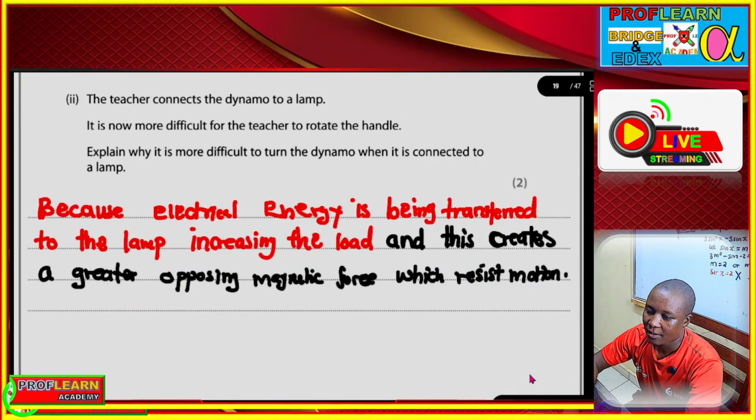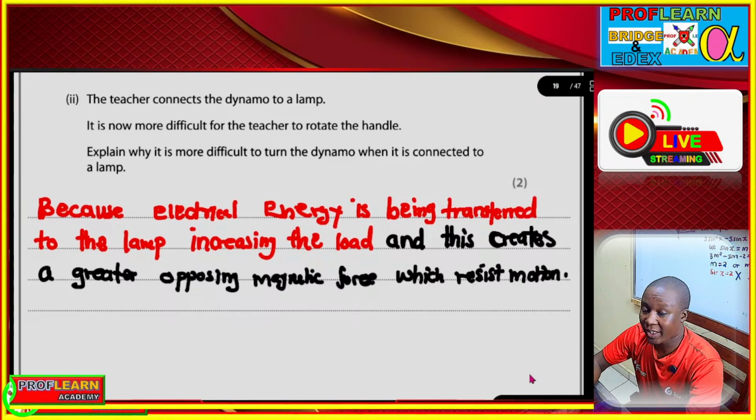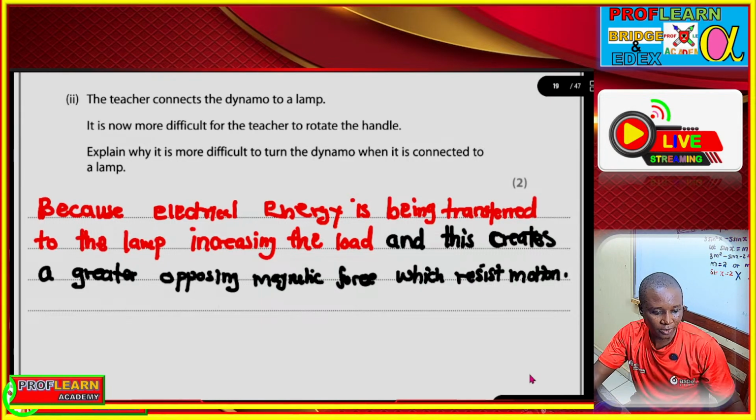This creates a greater opposing magnetic force. So the reason as to why it's difficult for the teacher to rotate is because most of the electrical energy that's generated is transferred to continue powering the lamp. So in that process, that is exactly what we have.